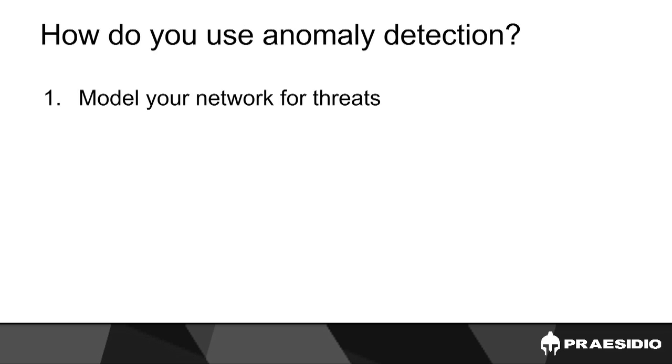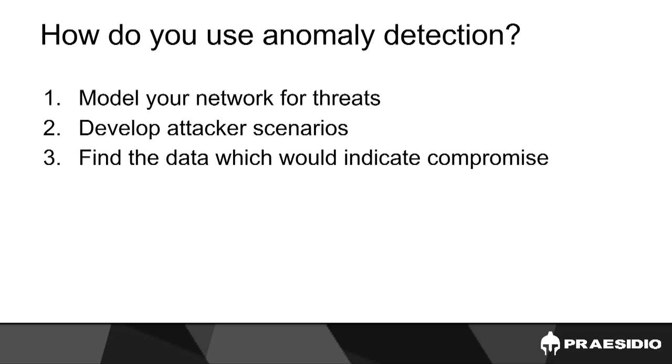So how do you use anomaly detection? One, you have to model your network for threats. What is normal? What is acceptable behavior on your network? Now you need to develop attacker scenarios. Once you know what normal is, what are the things that they're likely to do? Are they likely to try and phish you? Yes. Are they likely to find a zero-day exploit in your firewall? Probably not. That's probably not likely.